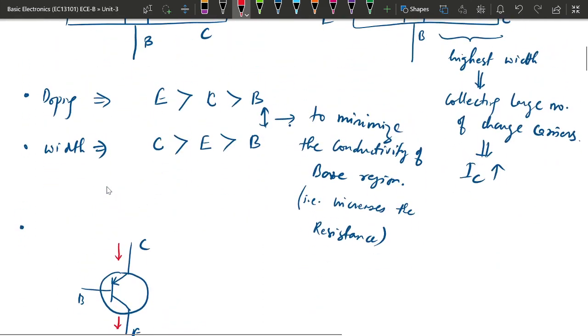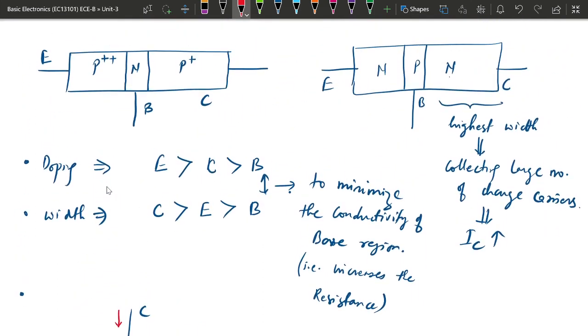Okay, so in case of PNP, just see, the current will be passing from here, from P type to N type. In that way the current direction is basically indicating the PNP transistor.